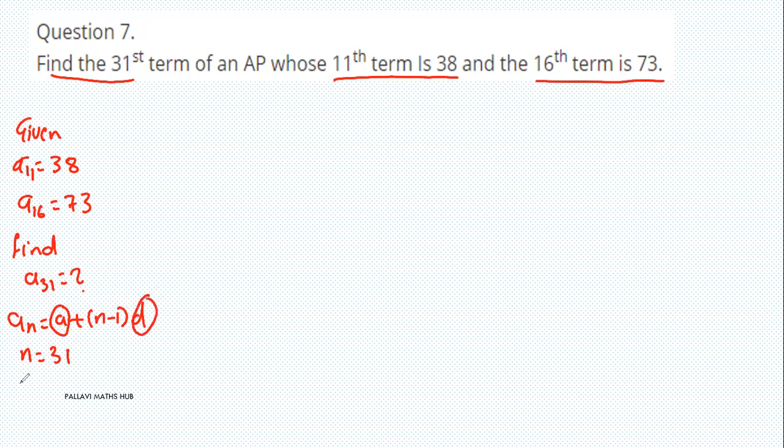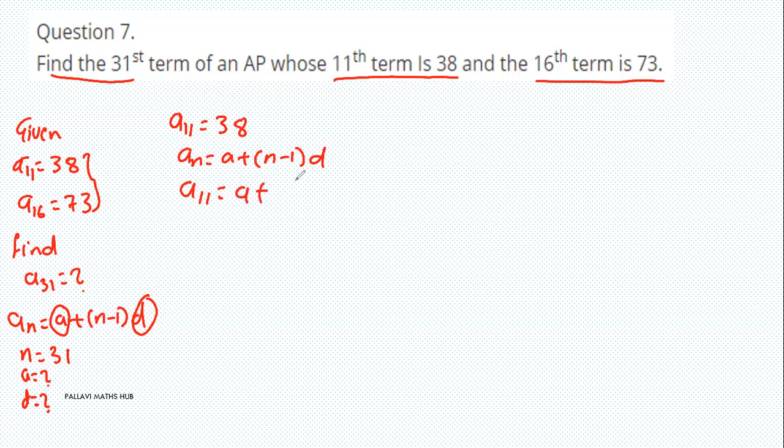Is it right? A is equal to question mark, D is equal to question mark. You need to find out the value of A and D by using these conditions. Write down here A11 is equal to 38. You know the formula An is equal to A plus n minus 1 into D. A11 is equal to A (question mark) plus n is 11 minus 1 into D, which is also a question mark.